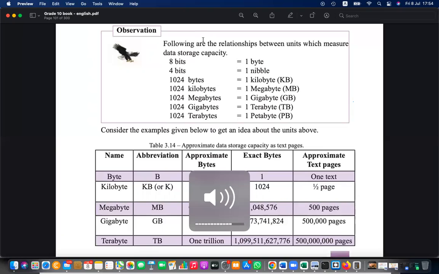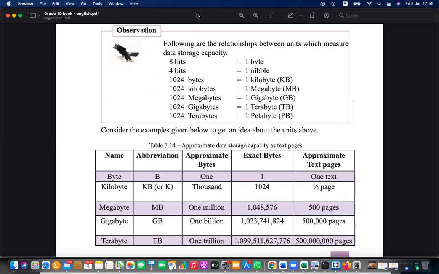Okay, I'll ask more questions. So CD capacity is measured in which? Kilobyte, megabyte, gigabyte, what is the measurement? CD capacity. How is CD capacity measured? Come on, guys, you need to answer.